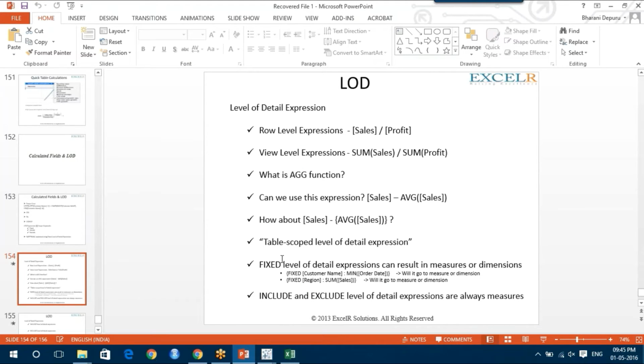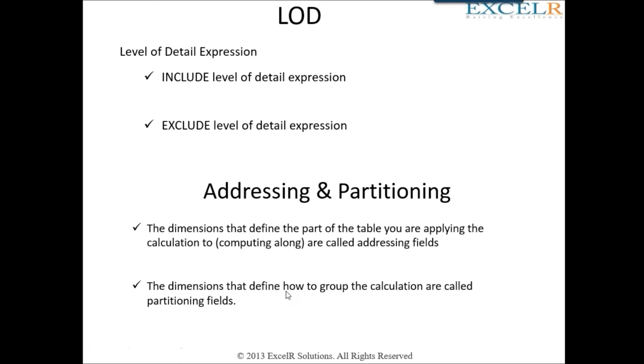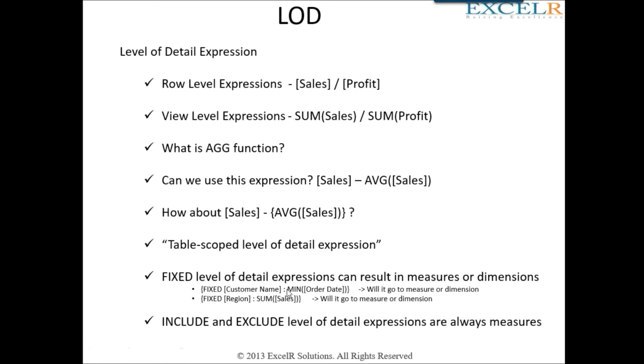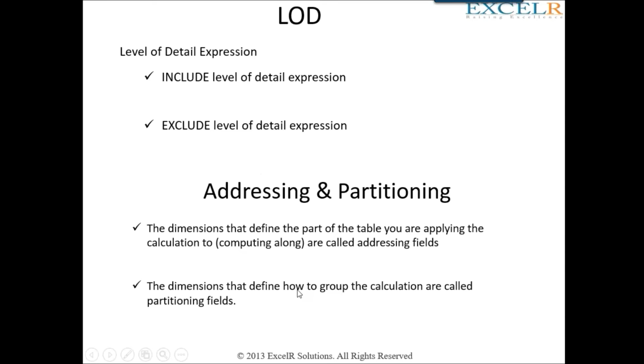So here is a quick thing. Maybe not of that importance, but still. A fixed level of detail expression can result in measures or dimensions, right? So where do you think this will go? When I say fixed customer name, colon minimum order date.